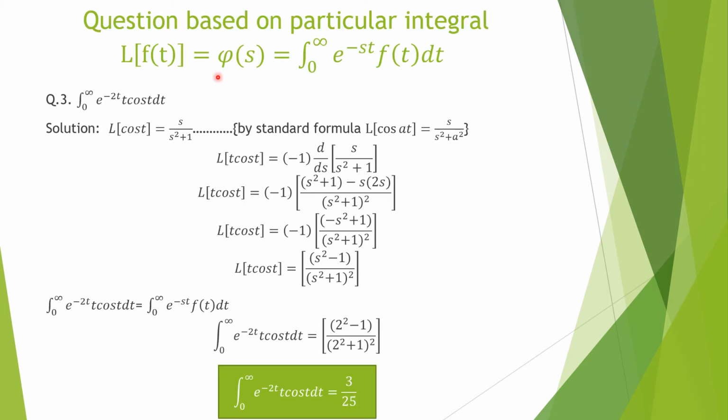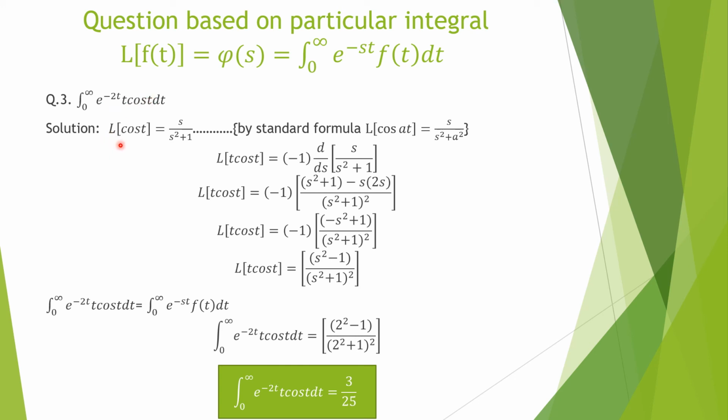So let's take the next question, question number 3, which is based on the particular integral problem. The question is given in the form of integral 0 to infinity e raised to power minus st function of t dt. Let's take this question, 0 to infinity e raised to power minus 2t t cos t dt. This e raised to power minus 2t is not our first shifting theorem part. Why? Because we have this in the integration 0 to infinity. So this is the value of s, that's why it is called a particular value. So let's solve this question step by step.